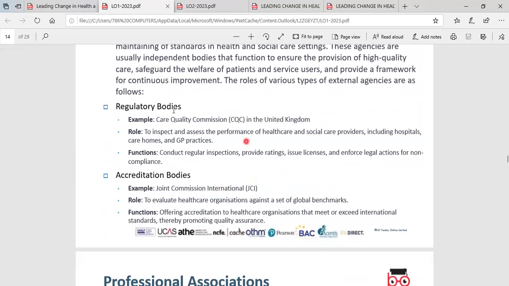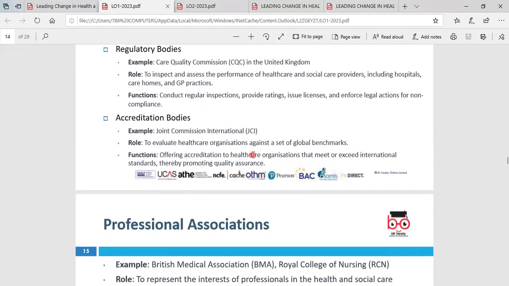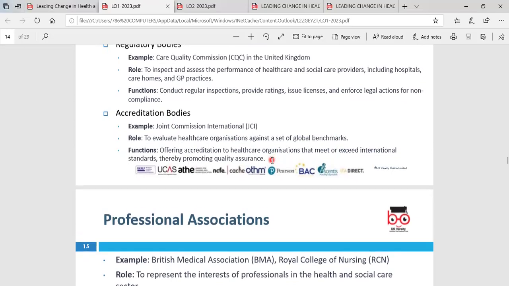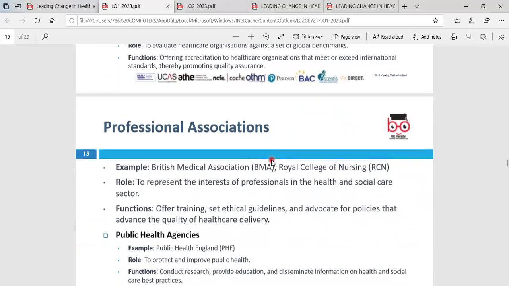Let's say you have regulatory bodies, you have the CQC, as I mentioned earlier, to inspect and assess performance of healthcare and social care providers. They conduct regular inspections, so they'll do external audits and they'll give you licenses or cancel them if the working is not there. And then there are accreditation bodies, Joint Commission International, JCI. They evaluate healthcare organizations and they have benchmarks already against which they license you to work or offer accreditation to healthcare organizations, or they don't give the accreditation.